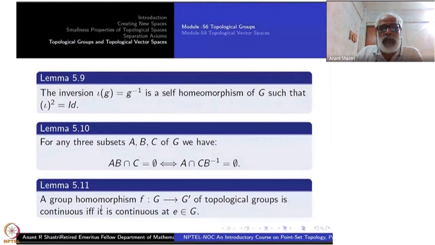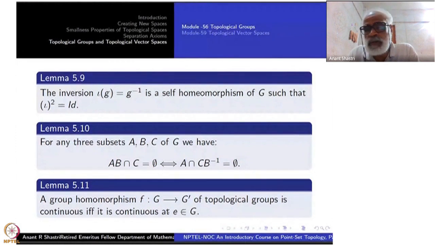Okay. A group homomorphism G to G prime, F. Okay, what is a group homomorphism? F of XY is equal to FX into FY for all X and Y inside G, right? A group homomorphism of a topological group is continuous if and only if it's continuous at a single point, namely E belonging to G. Any other point will also do, but let us push for E belonging to G.